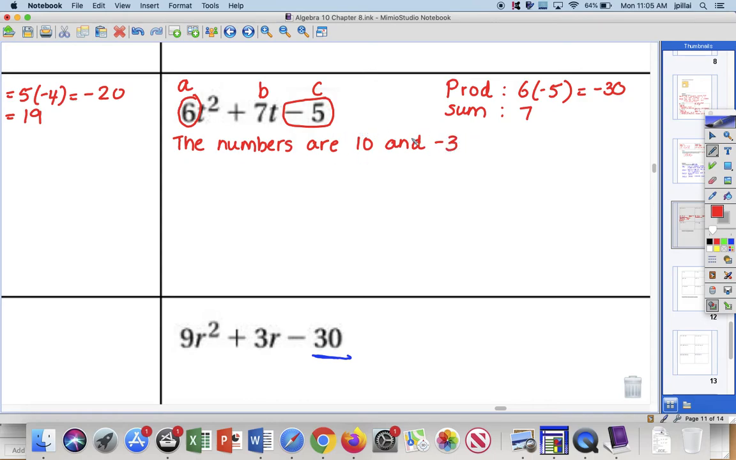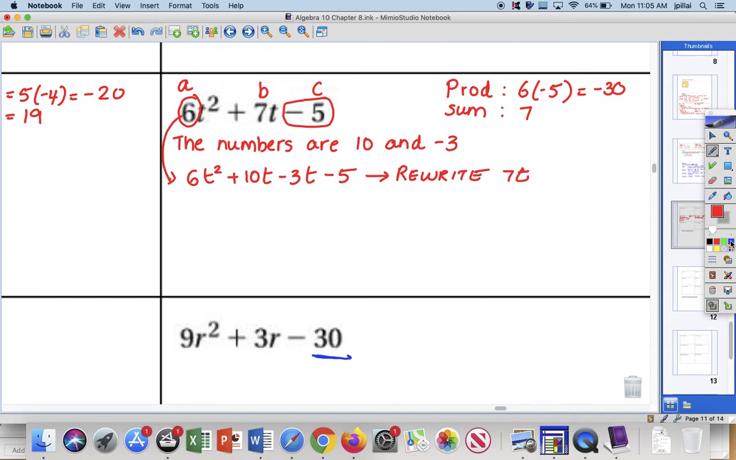All right, so there you go. That's my first step, identifying the numbers. Next step, you rewrite this as 6t squared plus 10t minus 3t minus 5. If you notice, I've written the 10 here and negative 3 here. It doesn't matter what the order is, as I told you, but I'm showing you in case you're not able to find the factors, how would we go about doing it? So what did we do here? We rewrote the 7t, the middle term.